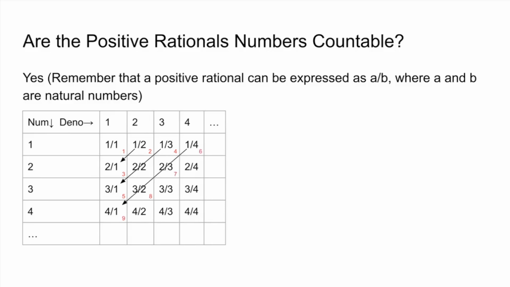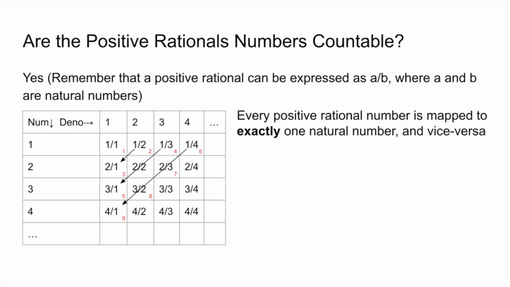And we continue this process, going diagonally down and to the left. 1 over 4 is labeled as 6. 2 over 3 is labeled as 7, and so on and so forth. And notice that we're going to reach every positive rational number eventually by doing this process. So every positive rational number is mapped to exactly one natural number and vice versa. So therefore, the positive rational numbers are countable.